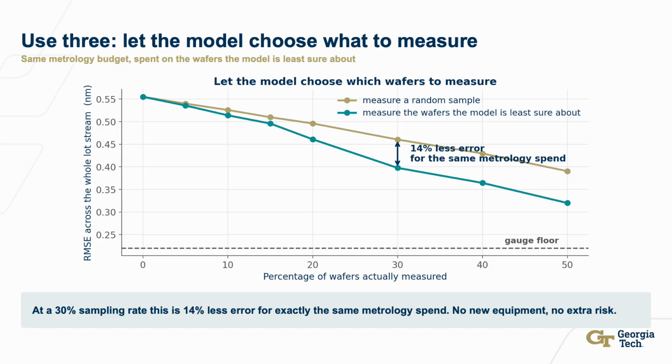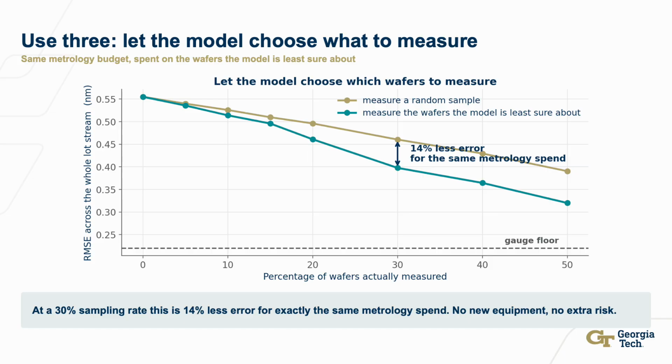At a 30% sampling rate, random gives 0.46 nanometers and uncertainty-driven gives 0.398. 14% less error for exactly the same metrology spent. No new equipment, no change to the recipe, no additional risk for any wafer. You measure the same number of wafers, you just choose them better. And notice the gap widens as the rate falls, which is the useful direction. When metrology is scarce, choosing well matters the most.